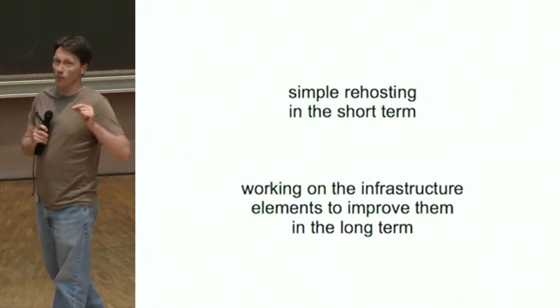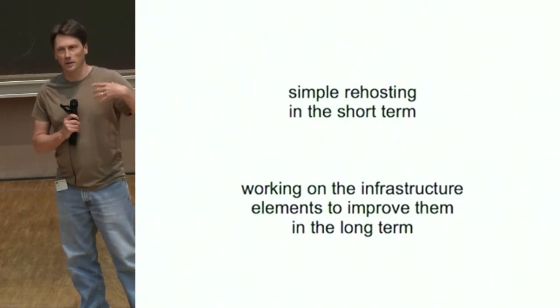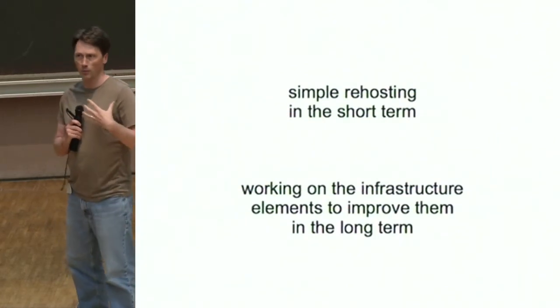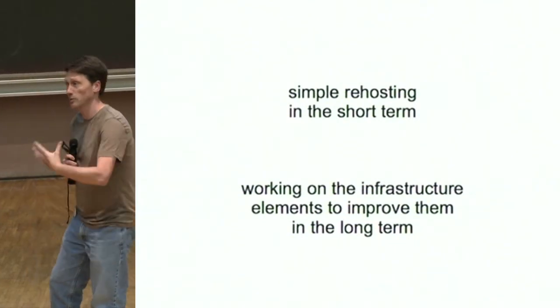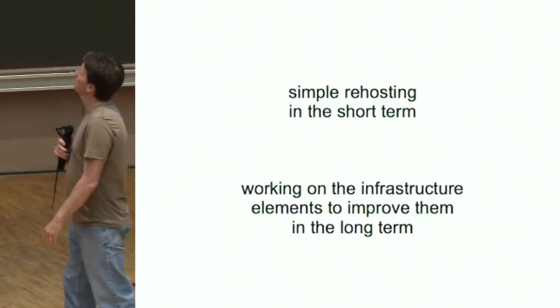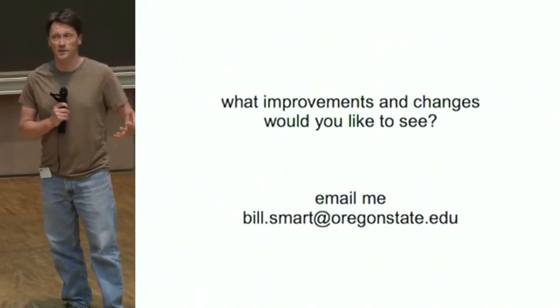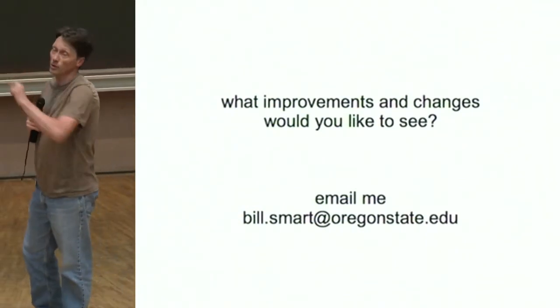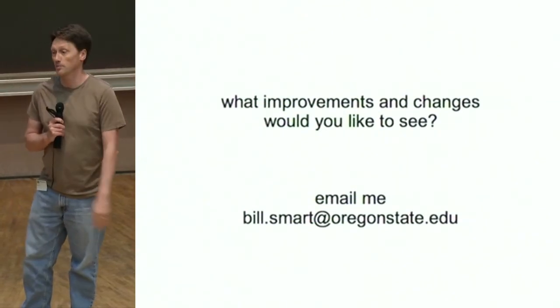In the long term, what we're hoping to do is work on some of the elements of the infrastructure, make it a little better, and fix some of the problems that have come with scaling. The wiki search isn't as good as it used to be because it has to search over more stuff. Next slide. But we want to know what to work on. So please email me, tell me what you'd like us to work on. We'll put that into a priority list and we'll try and make things better. Thank you.